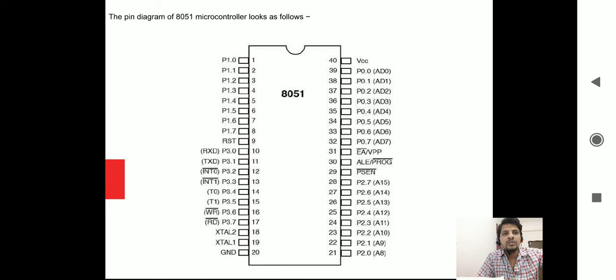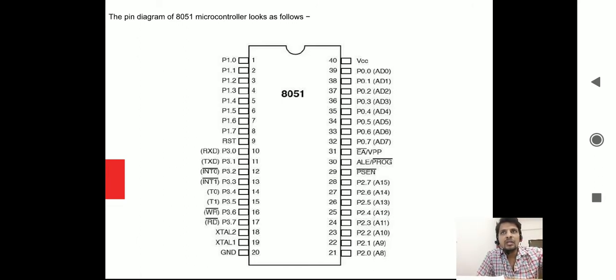Now coming to pin number 9, this is a reset pin which is used to reset the microcontroller to its initial position. When we press this reset pin, the microcontroller will automatically come to its initial value. That is about pin number 9.